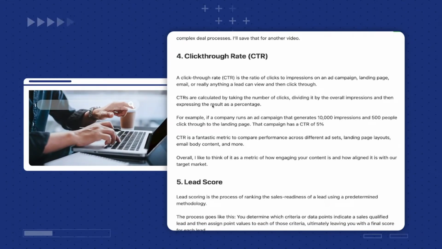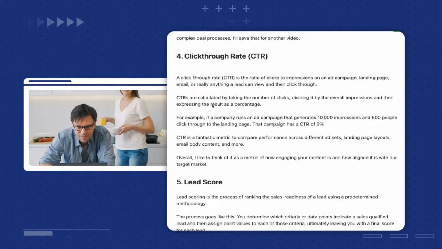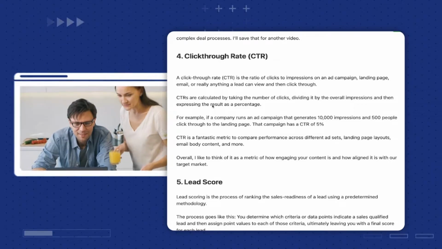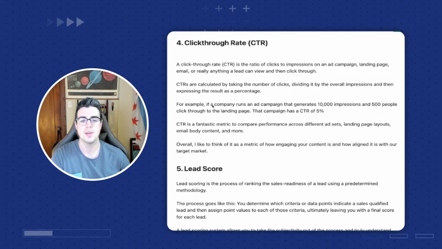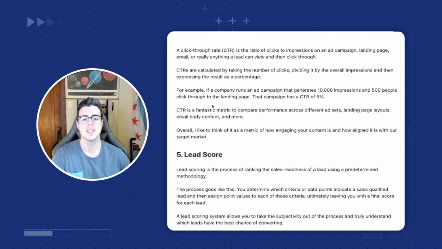Number 4, click-through rate. A click-through rate, or CTR, is the ratio of clicks to impressions on an ad campaign, landing page, email, or really anything a lead can view and then click through on. CTRs are calculated by taking the number of clicks divided by the overall impressions and then expressing that result as a percentage. So if a company runs an ad campaign that generates 10,000 impressions and 500 people click through to the landing page, that campaign has a CTR of 5%.